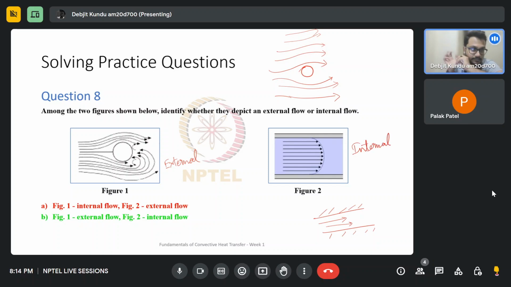ये डिफरेंशिएट करना यूजफुल क्यों है, क्योंकि हम लोग बाद में जब कॉन्वेक्टिव हीट ट्रांसफर के और डिटेल्ड केसेस सीखेंगे तो वहाँ पे ट्रीटमेंट अलग होगा. मतलब एक्सटर्नल फ्लोज के लिए उसका मैथमेटिक्स अलग है और इंटरनल फ्लोज के लिए उसका मैथमेटिक्स अलग होगा. ओके.